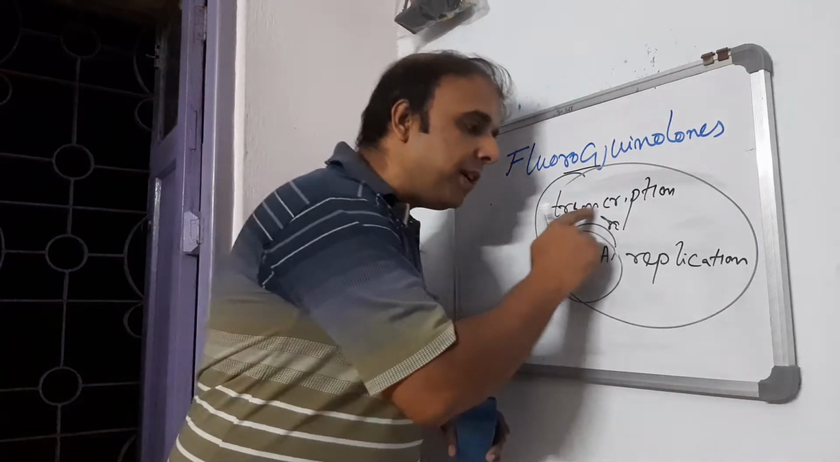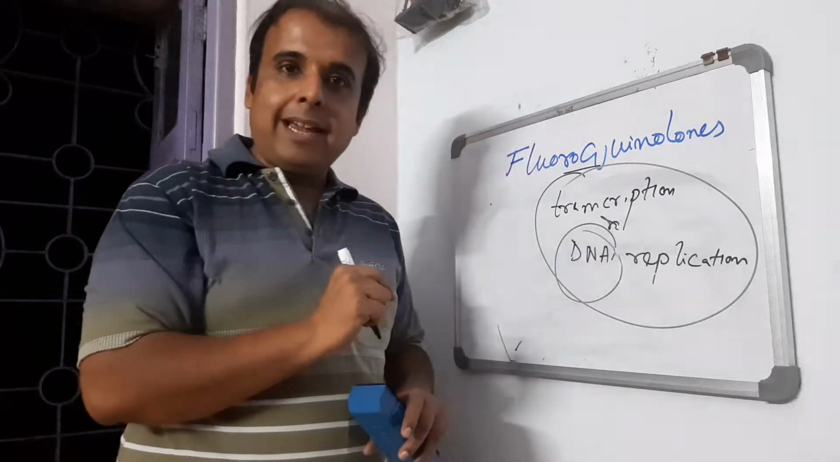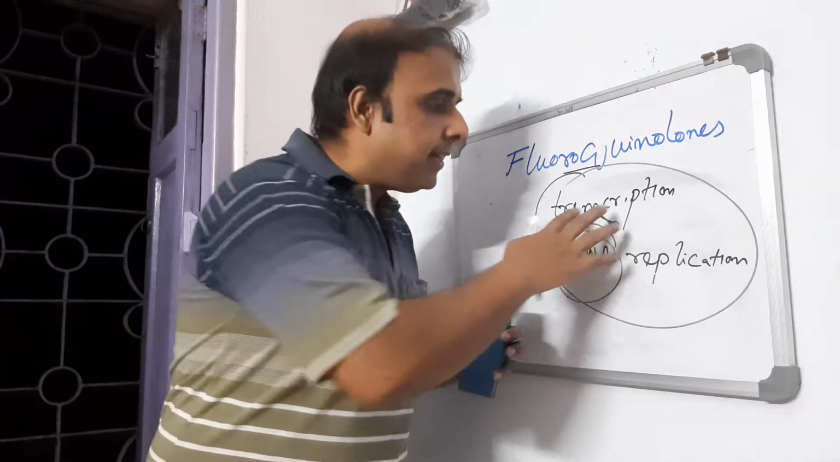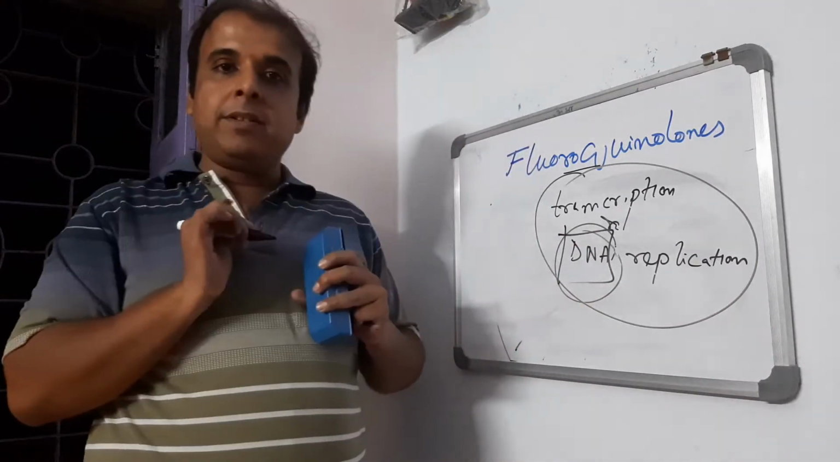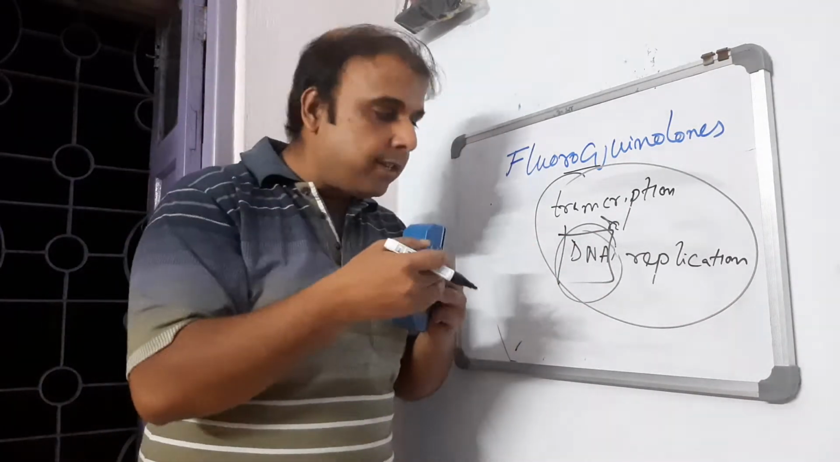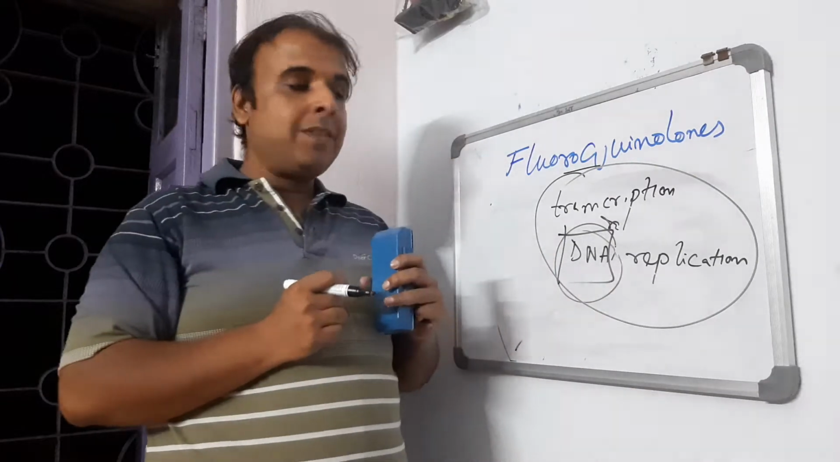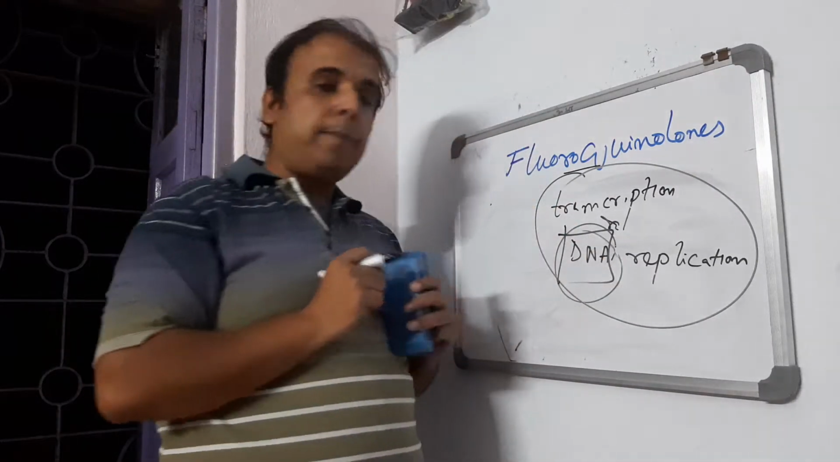They are acting on transcription as well as replication, and what they are doing is arresting the process. Thereby, finally, the DNA will not get formed. So this is how they arrest the DNA formation by acting on transcription as well as replication.